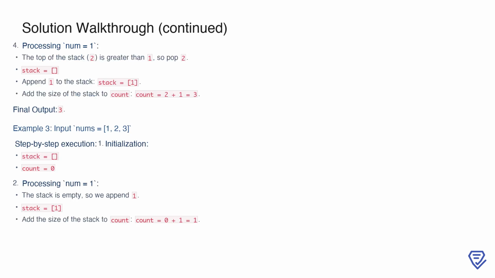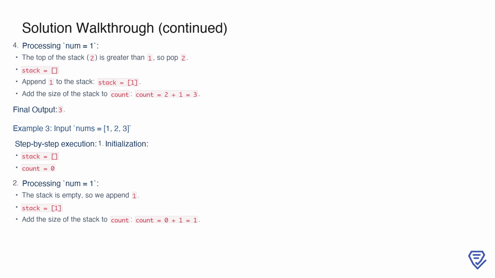Continuing with the same example, we now process 1. The top of the stack, 2, is greater than 1, so we pop 2, leaving the stack empty again. After that, we append 1 to the stack, resulting in 1. The size of the stack, which is 1, is added to the count, giving us a total count of 3. For the final output of this example, we return 3.